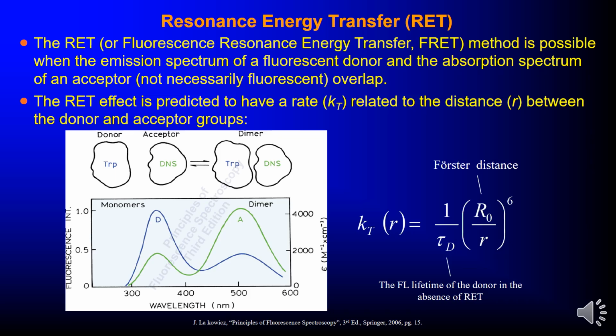You should be able to see the resonance energy transfer effect is predicted to have a rate related to a distance r between the donor and acceptor groups. So you can work it out. Here, tau D is the fluorescence lifetime of the donor in the absence of resonance energy transfer.